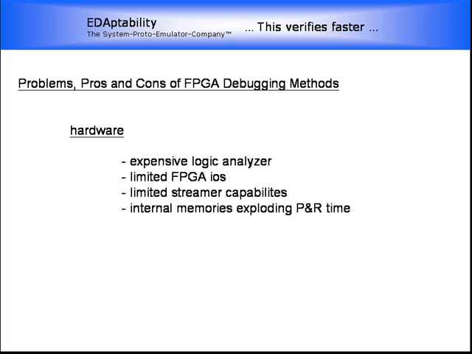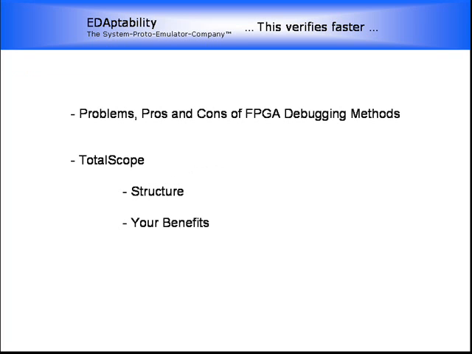Finally, we need to mention some facts about the hardware you might use for different debugging methods. We already said that logic analyzers are mostly very expensive. Regarding the FPGA resources, the FPGAs of course have a limited number of IOs. The streaming capabilities are sometimes limited, in case you use JTAG for instance, and if you are forced to implement huge memories for pattern streaming or pattern saving, the place and route time rises exceptionally high and the debugging can become very painful. So far we discussed the problems, pros and cons of various FPGA debugging methods.